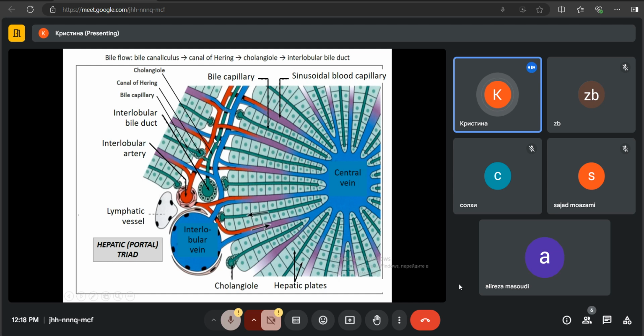And from the circumlobular duct cholangiole, there will be the interlobular bile duct, which along with interlobular artery and interlobular vein make the hepatic or portal triad. Also in this area we can find the lymphatic vessel and some nerve elements, as was previously in the salivary gland.